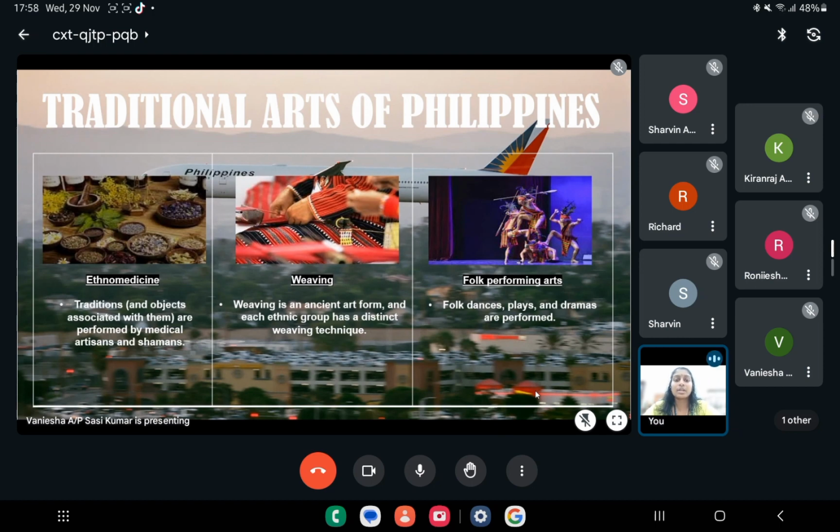Third is folk performing arts. Folk dances, plays, and dramas are performed. Each ethnic group has its own heritage. Filipino folk performing arts also have Spanish and American influence. Some dances are related to Austronesian and other Asian countries. For example, folk performing arts include Banga, Maglalatik, Asik, Singkil, and Itik.